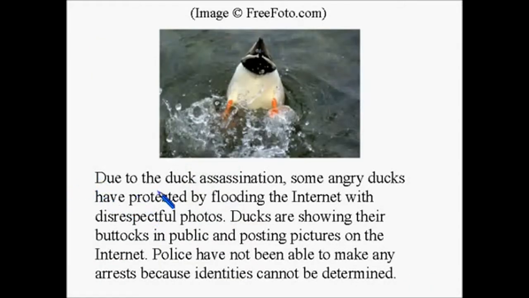Due to the duck assassination, some angry ducks have protested by flooding the internet with disrespectful photos. Ducks are showing their buttocks in public and posting pictures on the internet. Police have not been able to make any arrests because identities cannot be determined.